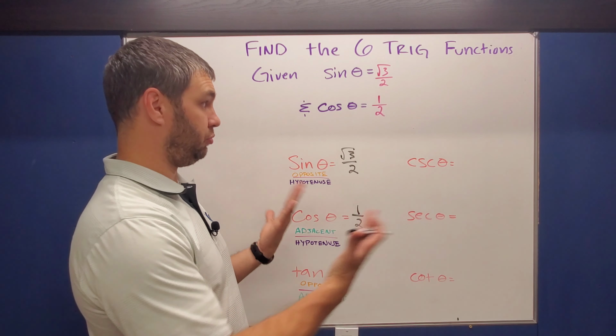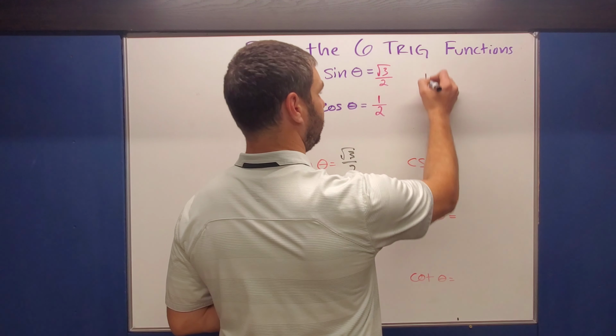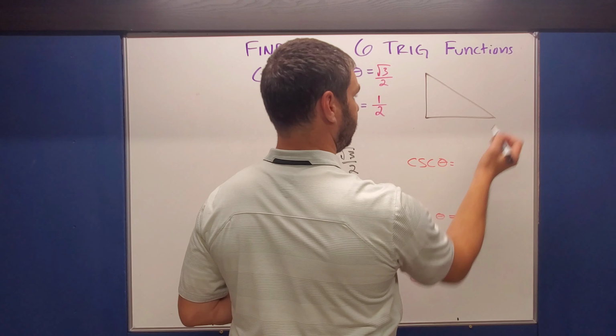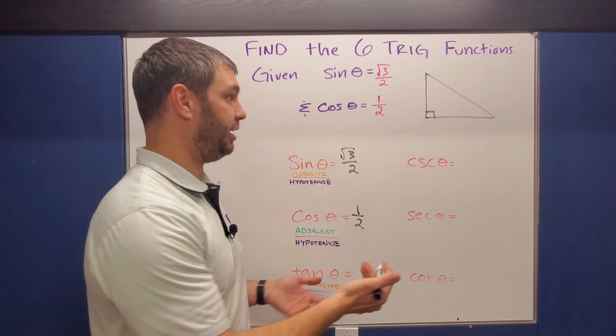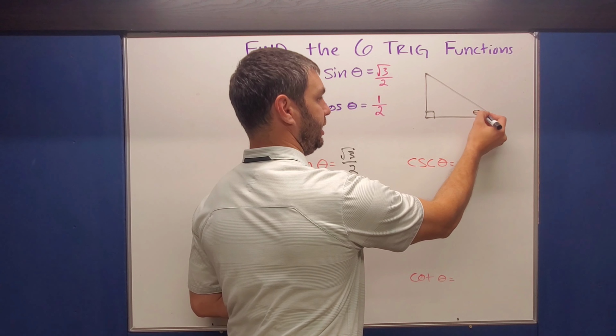If they don't give you one, we can always make our own, right? And so here I have a right triangle. Okay, I don't quite know where anything is yet. I'm going to put a theta in there. Let's say we put theta right here.